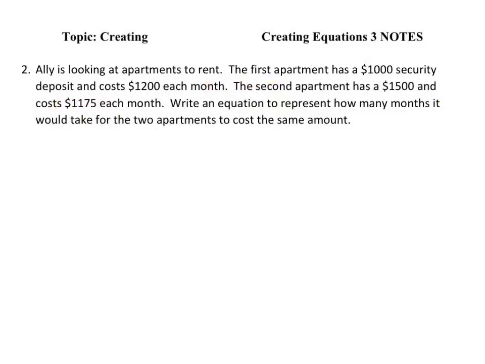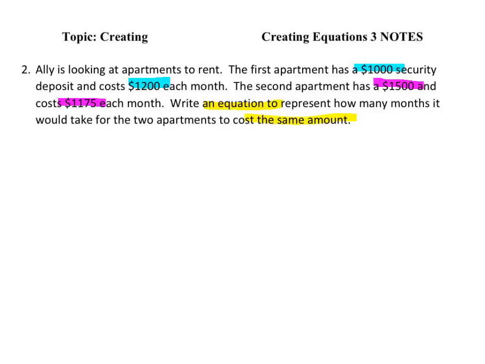For question number 2, Allie is looking at apartments to rent. The first apartment has a $1,000 security deposit and costs $1,200 per month. The second apartment has a $1,500 security deposit and $1,175 each month. And we need to write an equation to represent when the two apartments will cost the same amount.